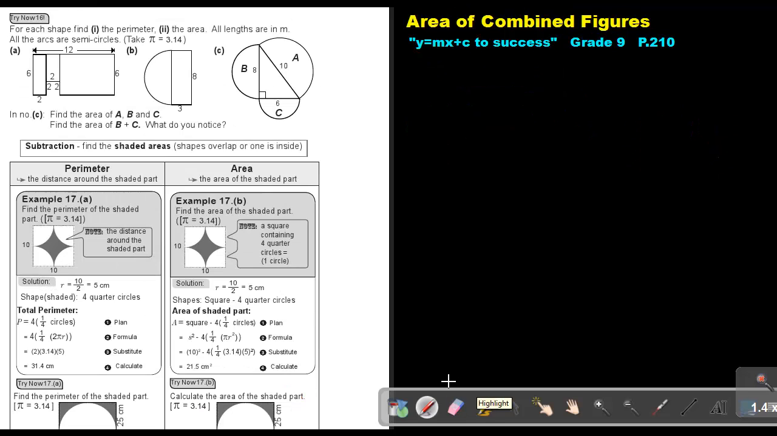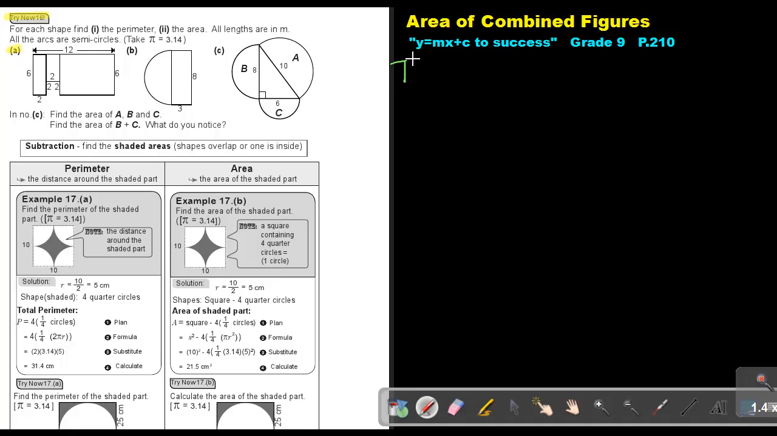Okay. I want you to stop the video and do try now 16 number A fully. For this one, you can just write down the plans. You don't have to calculate it completely. You can stop the video, and as soon as you are finished, you can continue with the video.